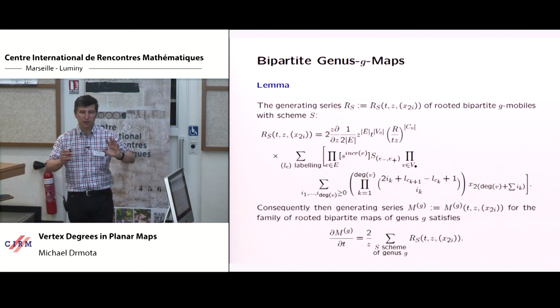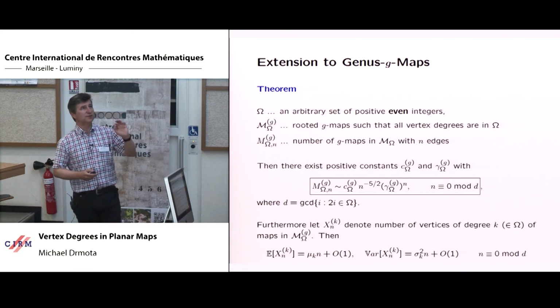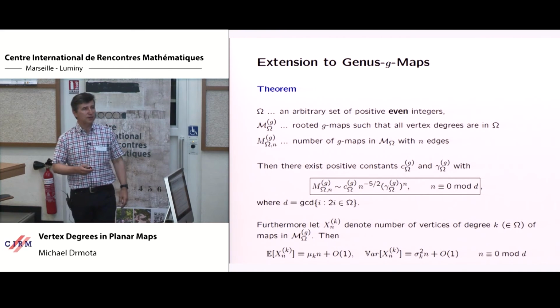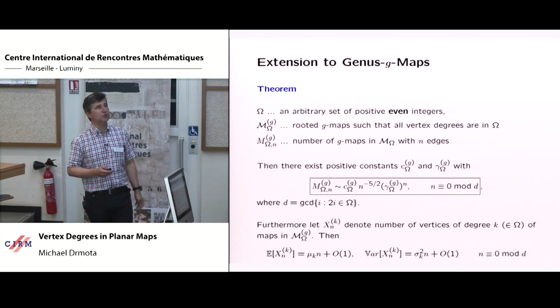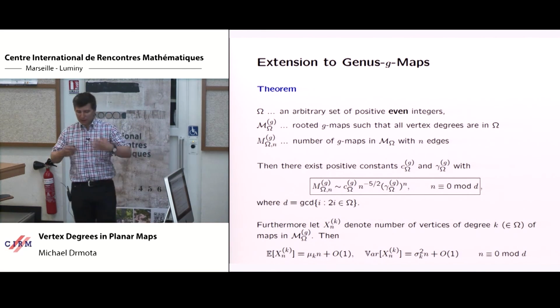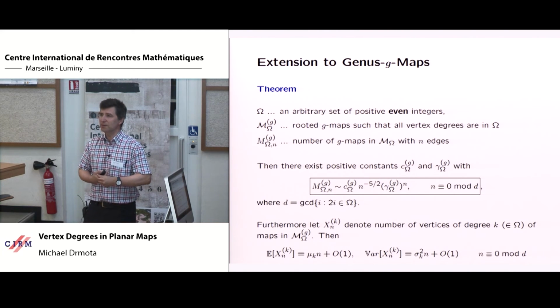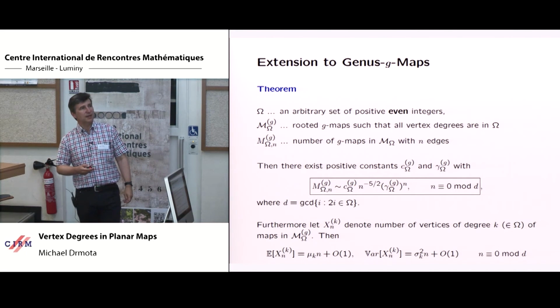So anyway, you can do it, and after all, at least in the so-called bipartite case, which means that omega is only a subset of the positive even integers, we could again get the general version of the theorem. So we are more or less in the status of Bender and Canfield for G-mobiles and G-maps at the moment. So we can only get it for the bipartite case.